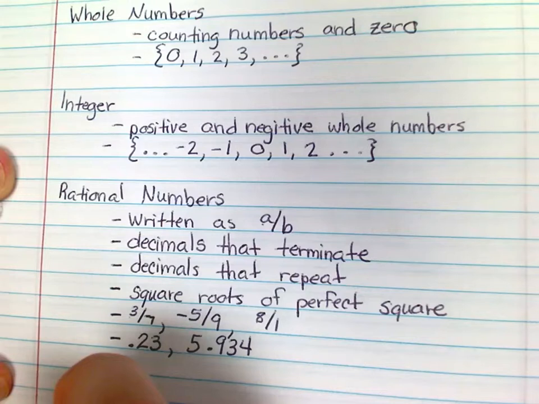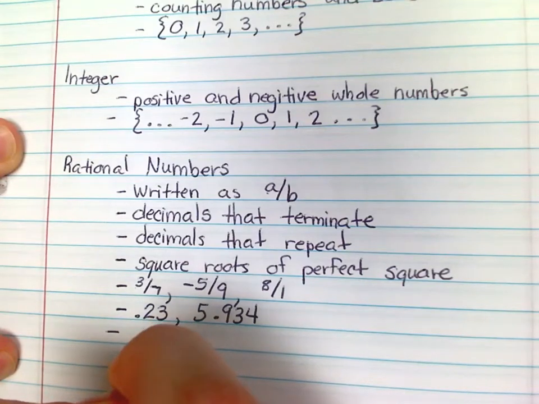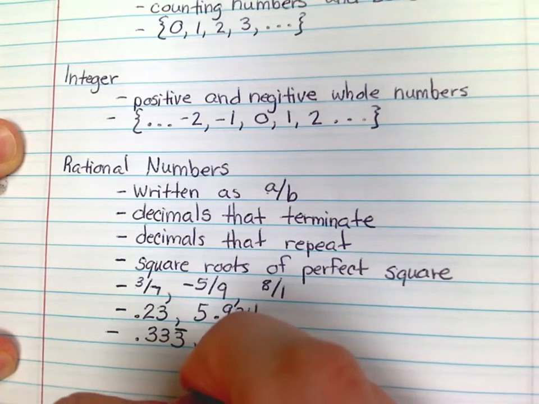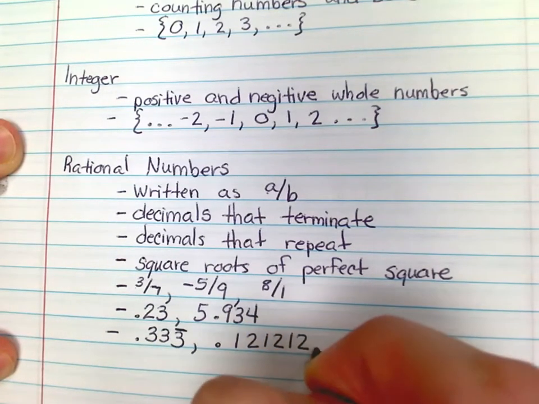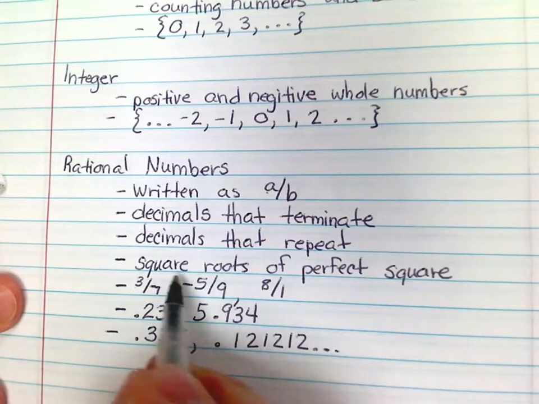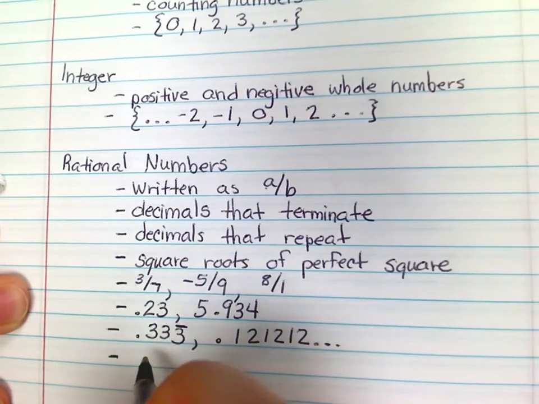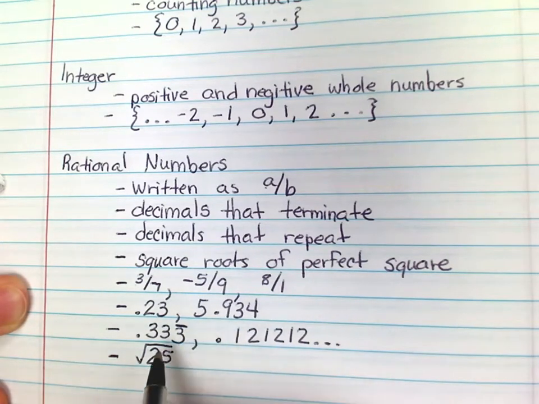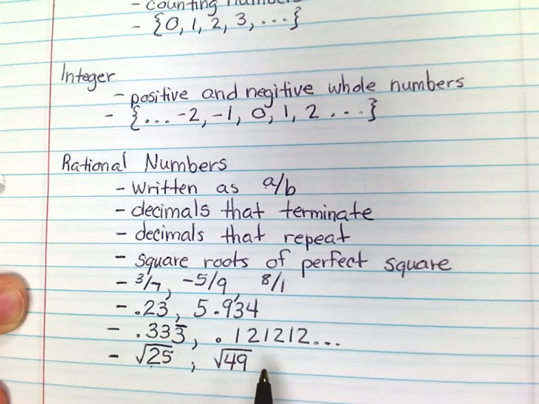Okay, decimals that repeat are numbers like 0.333, and then we'll put the little bar on top to show that it keeps repeating. Or you can even do something like 0.121212..., which shows that the pattern is going to keep going forever. And then the idea of the square root, remember we said that's just two numbers multiplied together, that are the same numbers under the square root sign. So you can say the square root of 25, remember that would just come out to be 5, because 5 times 5 is 25. You can even say something like the square root of 49, because that's just going to be 7.